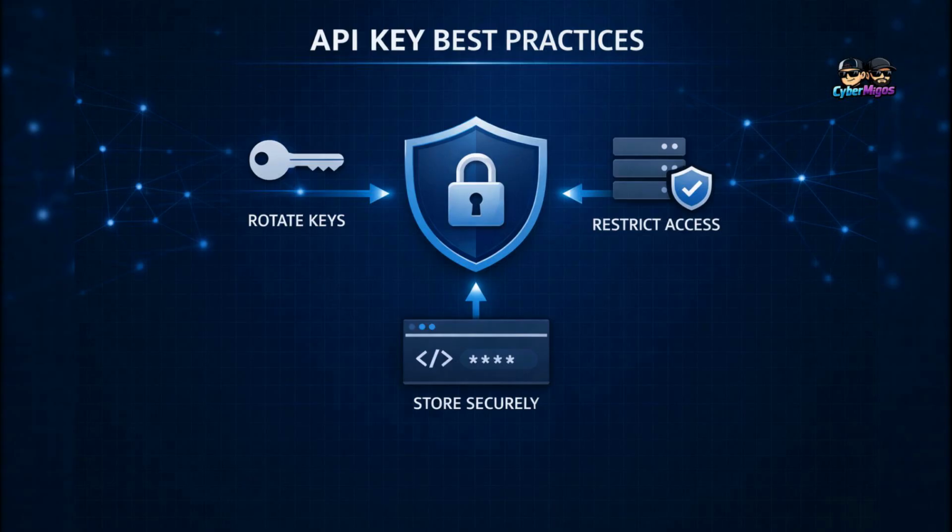To protect your APIs, several best practices are important. Rotate API keys regularly so old keys become useless. Restrict keys so they can only access specific services or IP addresses. And never store API keys directly in public code or client-side applications. These simple controls can significantly reduce API security risks.